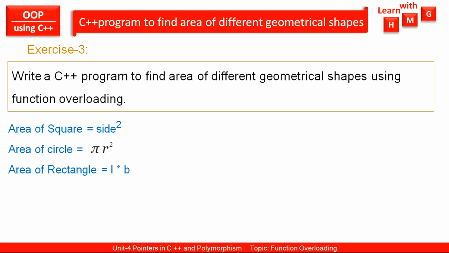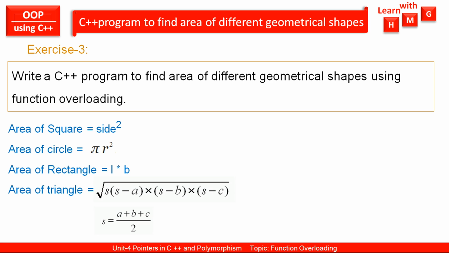Then the third shape is rectangle. The area is found using the formula L into B, that is length into breadth. And the fourth shape is the triangle, which is implemented using three sides, that is, calculating the area of a triangle using the three sides of triangle ABC.